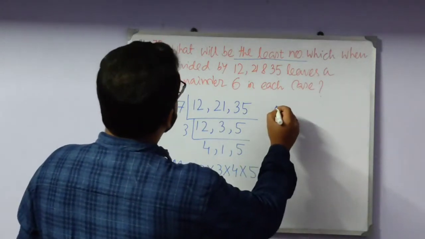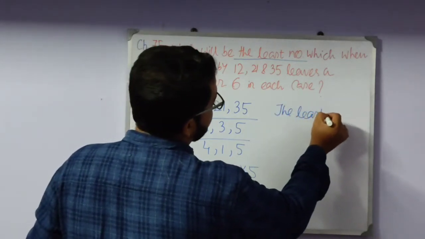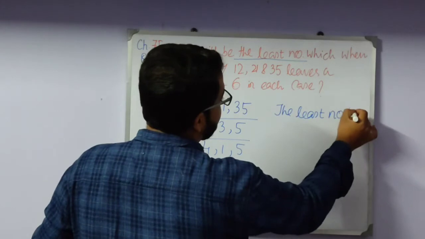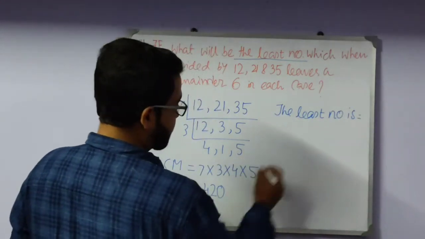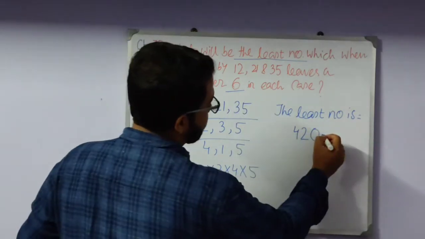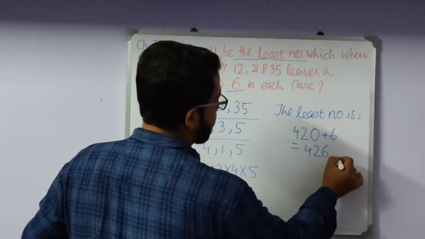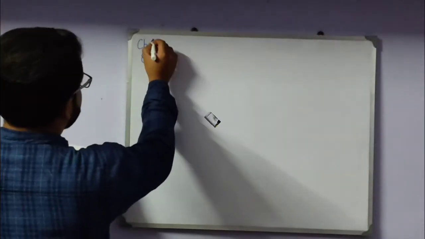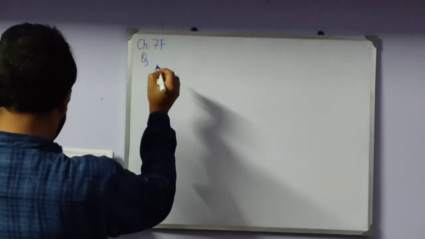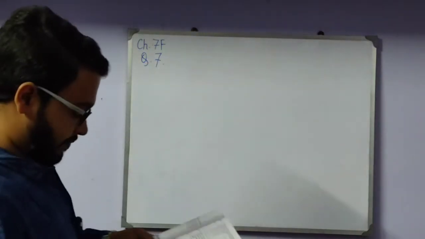So the least number is the LCM plus this number, means 426. Chapter 7F, question number 7.